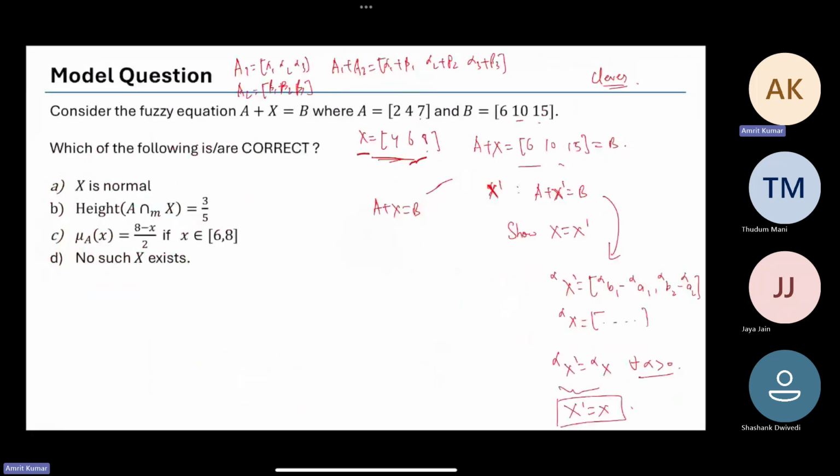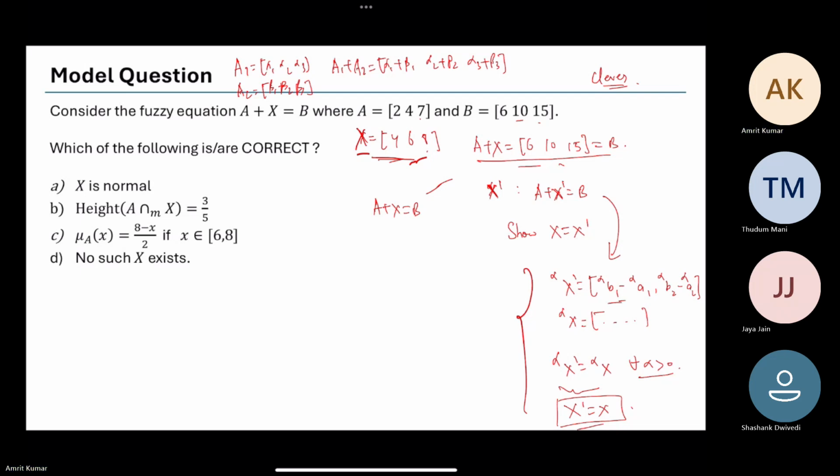So the point being that we cleverly guessed a fuzzy number x such that a plus x equals beta. And that fuzzy number x is necessarily unique. So there are no other solutions. And that can be easily shown in this manner. You simply compute the alpha cut of x. This would look like this. And suppose that x dash is some other solution. So the alpha cut of x dash will also look like this. And therefore x dash would be equal to x.